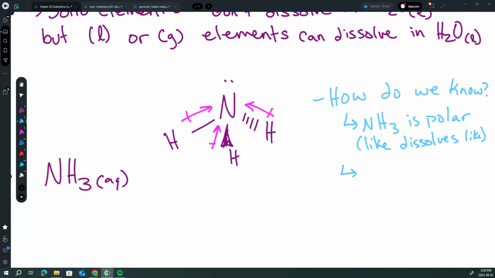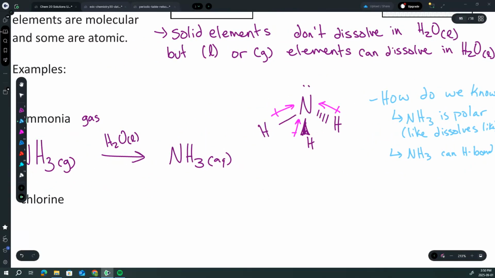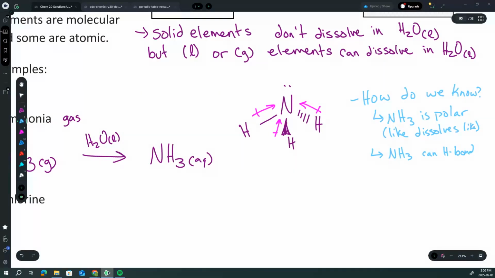And also, ammonia can hydrogen bond. And since water can also hydrogen bond, and like dissolves like, that's why it dissolves in water. Okay, reminder, hydrogen bonding is in molecules or compounds where hydrogen is directly connected to either nitrogen, oxygen, or fluorine.